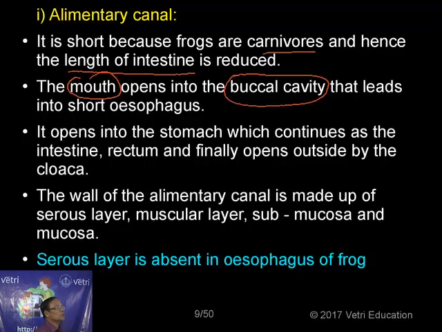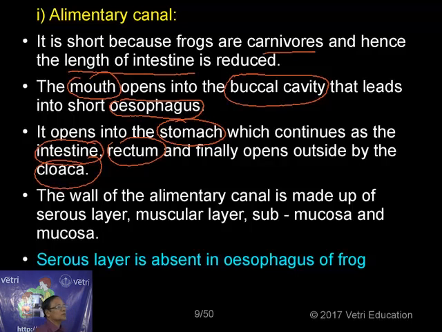The teeth present in the vomer bone are called vomerine teeth. Now the mouth, the buccal cavity, leads into a short esophagus, not a long esophagus. The esophagus opens into what is called a stomach, which is somewhat elongated and tubular, and continues as the intestine, and then the rectum, and finally opens outside by the cloaca.